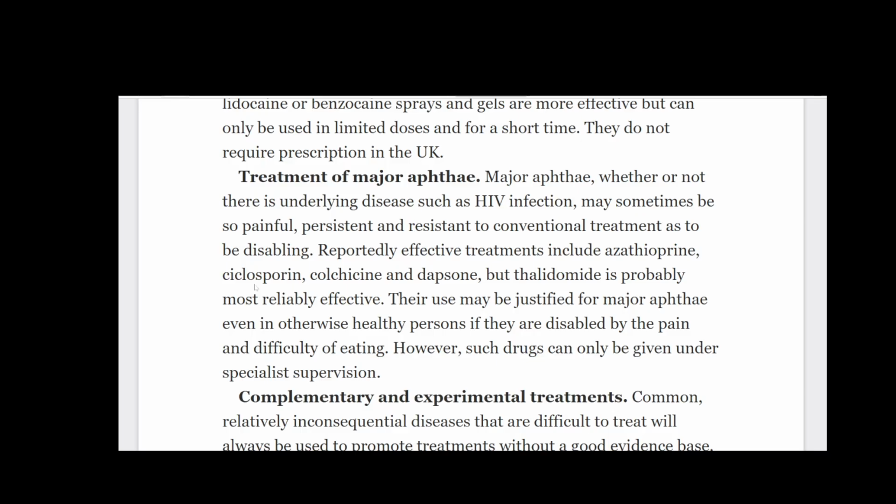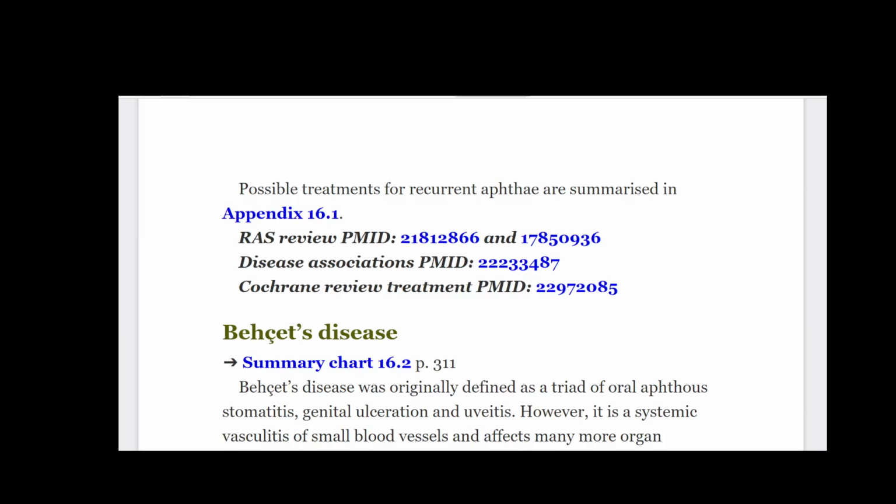Complementary and experimental treatments. Common, relatively inconsequential diseases that are difficult to treat will always be used to promote treatments without a good evidence base. While the disease remits spontaneously and unpredictably, and measurement of symptoms is imprecise, it is difficult to prove whether such treatments are effective or not. Possible treatments for recurrent aphthae are summarized in Appendix 16.1.